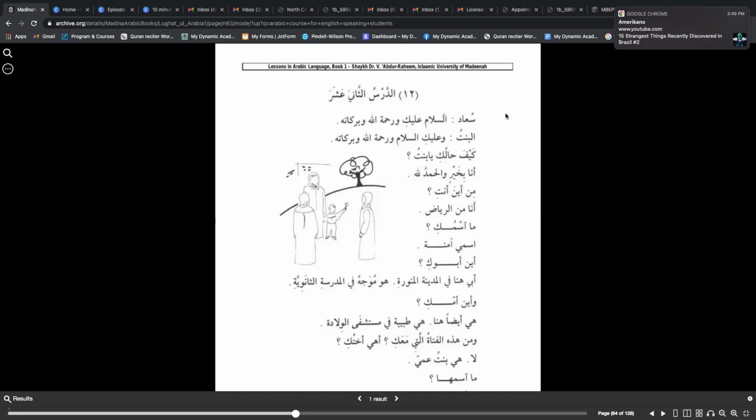Okay, and we learned that kitabuka means your book, and so hada kitabuka anta, this is your book. Here anta is added for emphasis. This is used in case there is a doubt or dispute. Yani hada baytuhu huwa. So it's not necessary when you say baytuhu, it's understood, means his house. But in order to add emphasis, you say hada baytuhu huwa. Yani if there's a doubt or dispute in the matter.